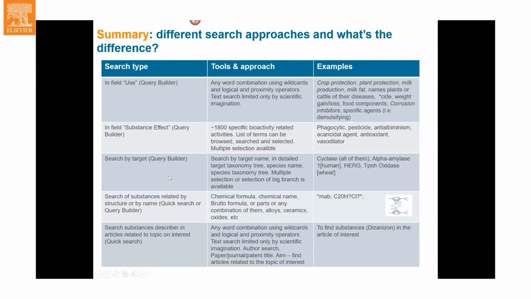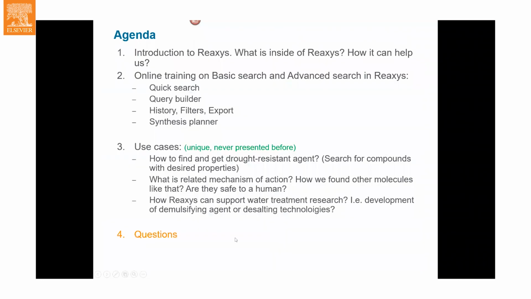So you can search by target, you can search by substance, or you can use the name of the substance, you can use a structure, you can use a substructure, you can use similar targets, you can use a formula from the query builder. You can draw the structure from both quick search and query builder, and you can discover some scientific topic from the quick search. It's the easiest way, and from this scientific topic, you can go to the substances related to the scientific topic.